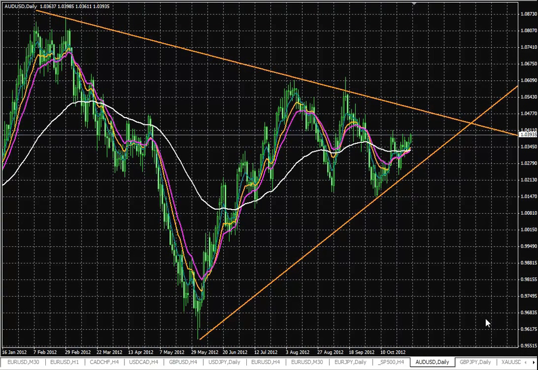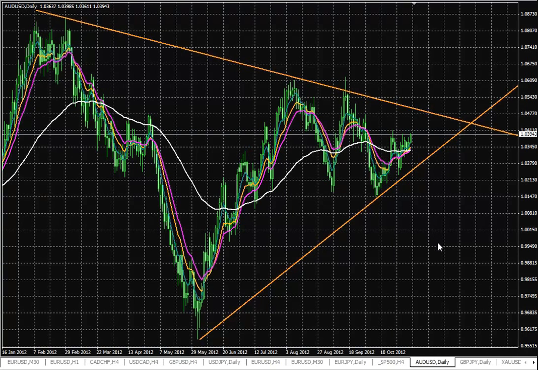Hello, we're looking at the Australian dollar, US dollar daily chart. It's Wednesday, 31st of October 2012, and the time is 9:52 GMT.